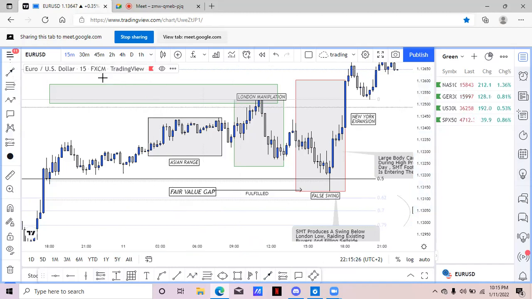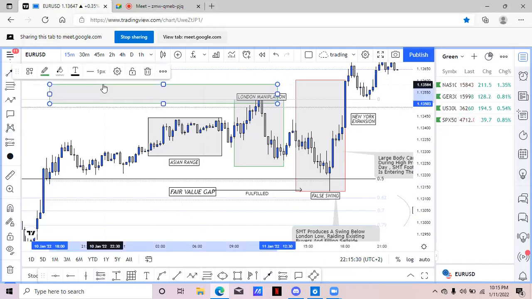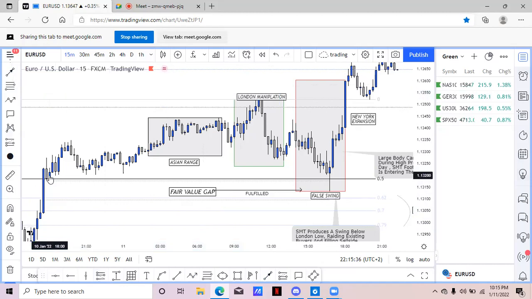You're correct. It's like imbalance. Oh, okay, the same thing, just different terminology. We have so many terminologies in this forex thing. So yeah.